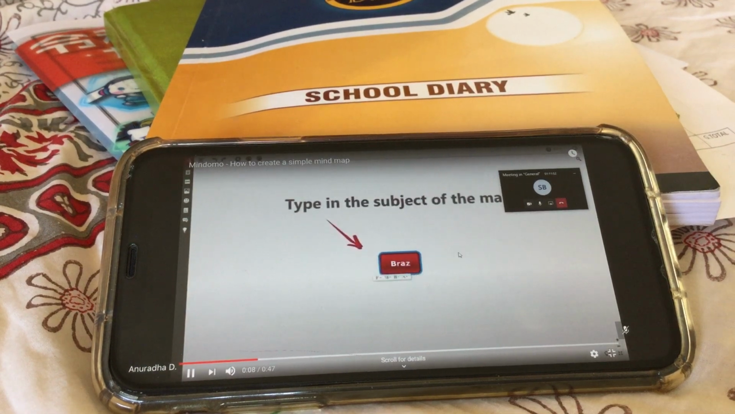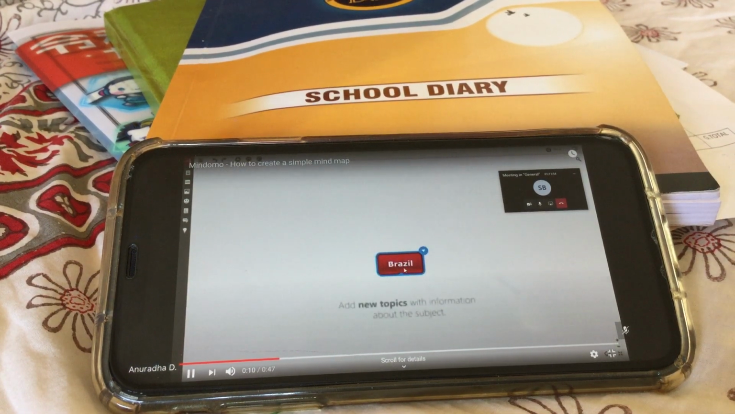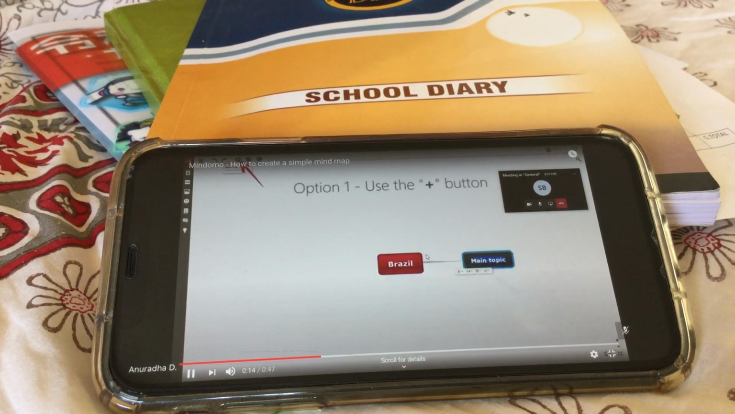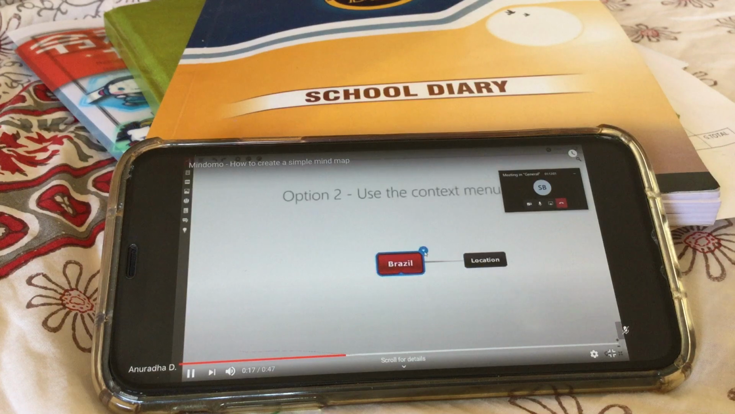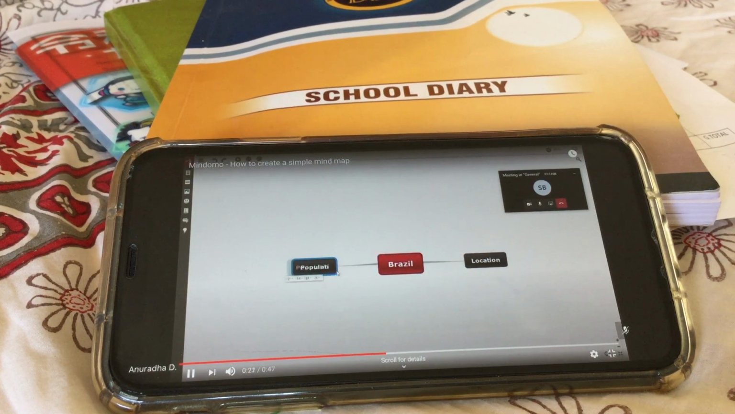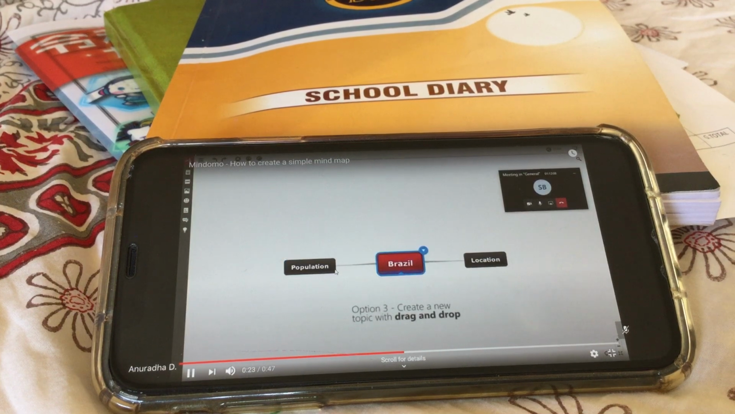So just a click and a box appears. Whatever you want to type, you can. Then, yes. So as you click the button, you get another box, whichever you want to, you can. So we can see that.